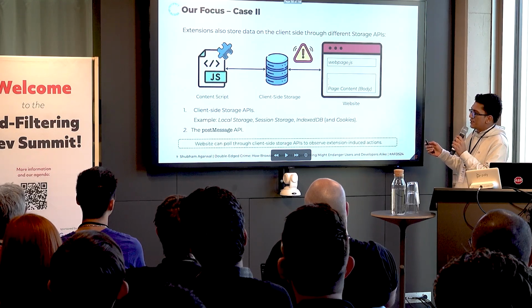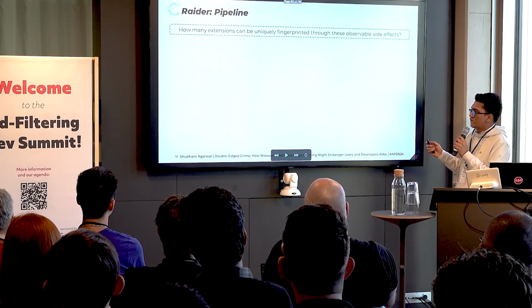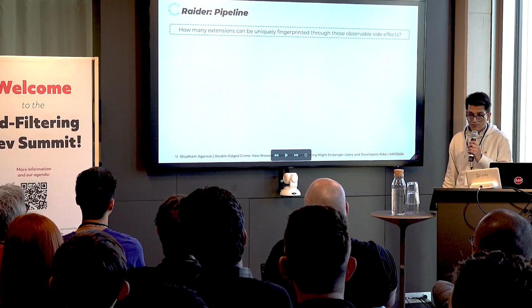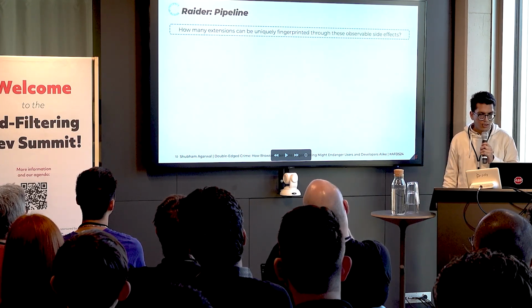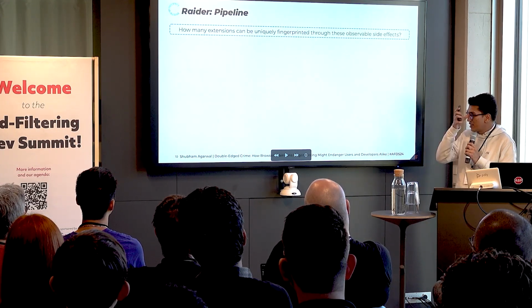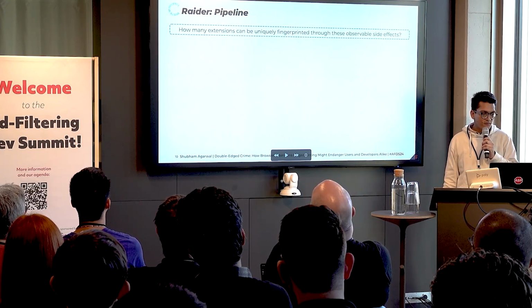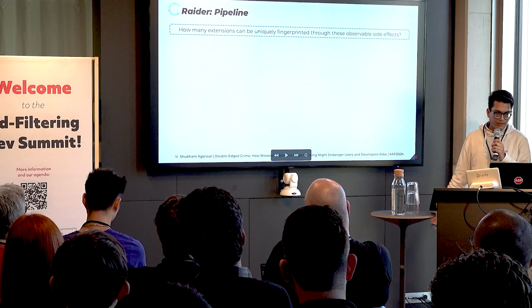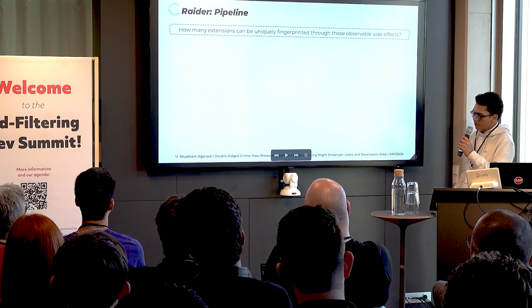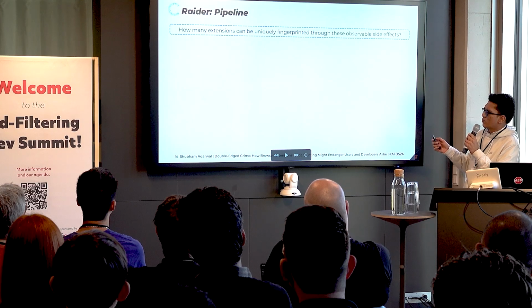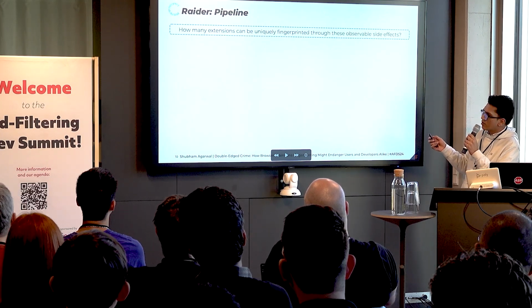Okay, so these are the few cases that we looked for, or we thought could be interesting. And then we asked ourselves the question: how many extensions are actually fingerprintable through the cases that we just looked at, in the wild at the moment? So we built a tool to do large scale analysis. We basically try to analyze all the extensions that fit our categories, and we built a tool called Radar to do so. Here is a small depiction of the pipeline.